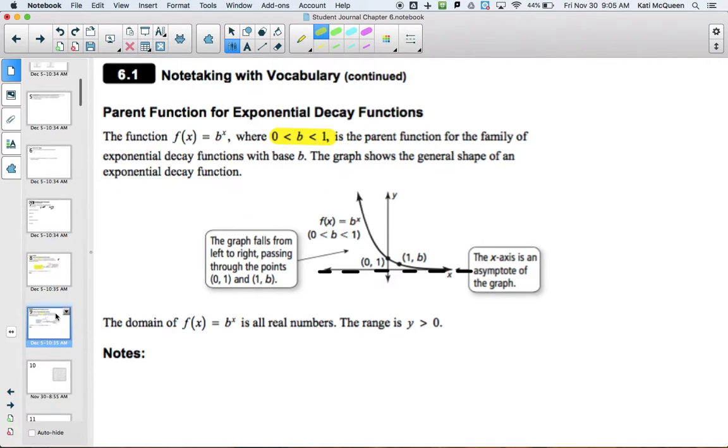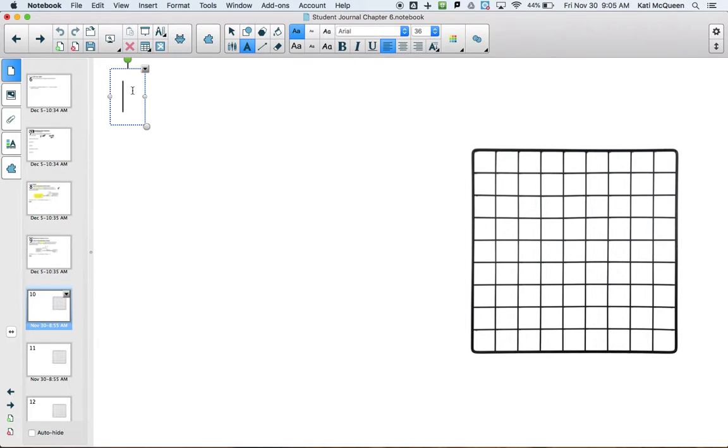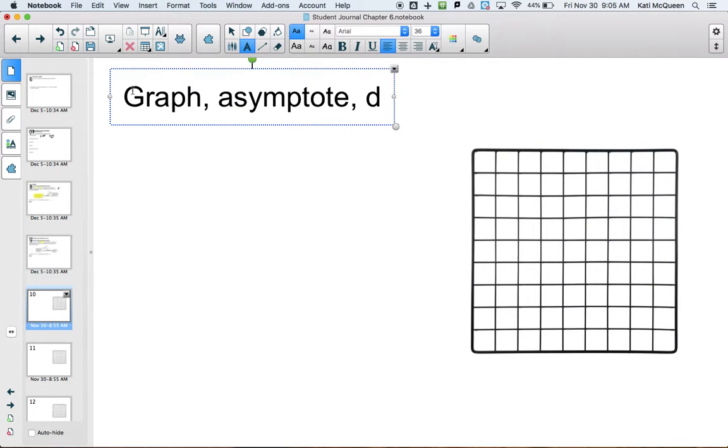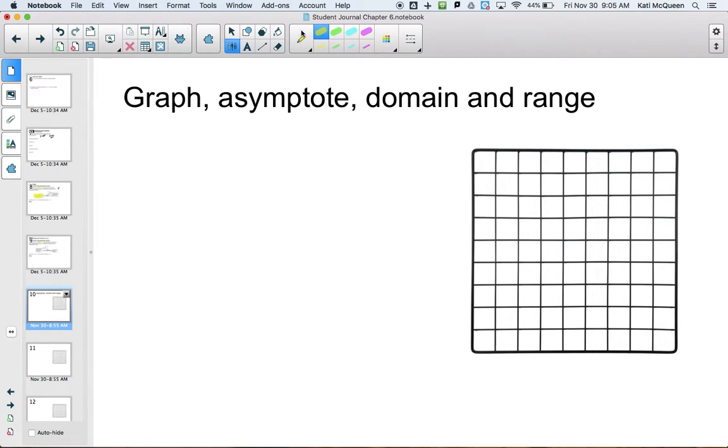Okay, so this is the point where you're going to switch to either your notebooks or some graph paper, and we're just going to do a few examples. So I'm going to give you exponential functions, and we're going to graph them, talk about domain and range and asymptote. So graph, asymptote, domain, and range.